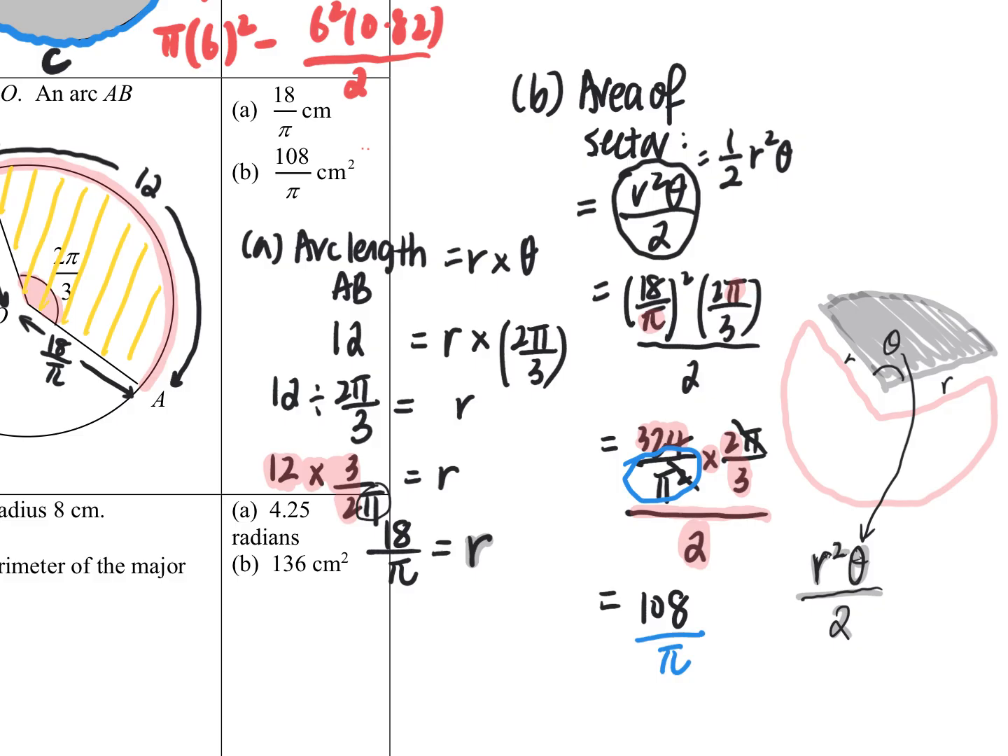Yes, circle properties. But if you want to find the red one, it is the same formula. Just that the theta you use is slightly different. You have to use 2 pi take away this theta. So you will sub this into this. It's the same formula, just that the angle is different. But if it confuses you, never mind. Just go and find the small piece and use the big circle to minus it off. It's the same thing.